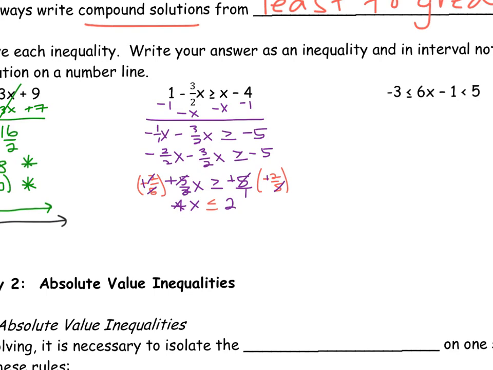Now x is by itself, and the 2 is on the right, and it's less than or equal. That means the 2 will have a bracket. But because the arrow goes to the left, it's going to go towards negative infinity. And infinities always get a parenthesis. 2, it can equal, so I'm going to make that a bracket on the right. There's your interval solution.